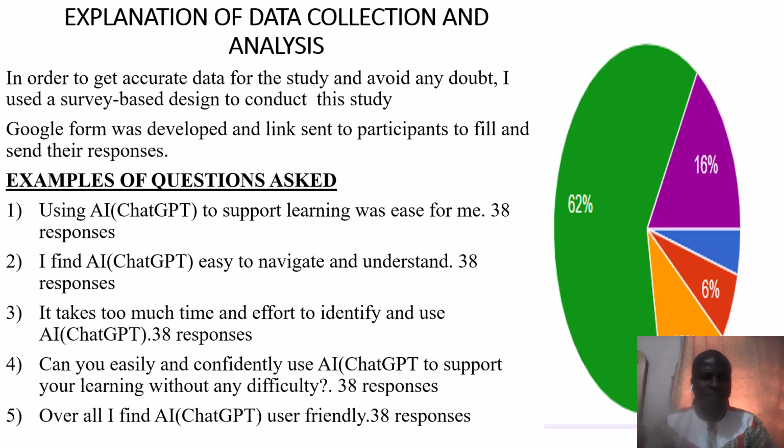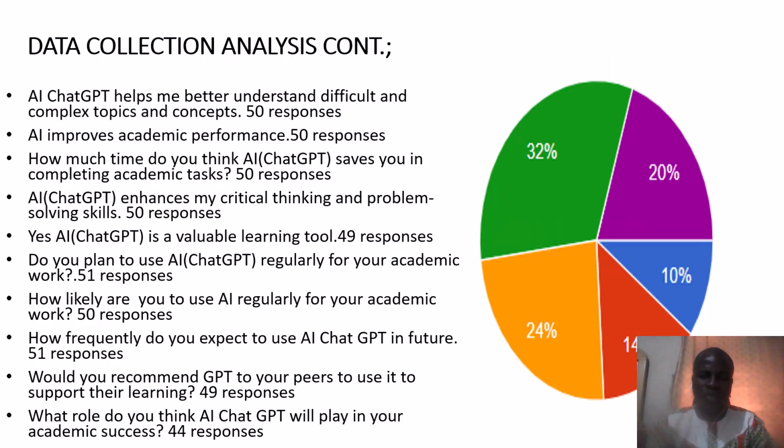questions that were asked. Using AI ChatGPT to support learning was easy for me. 38 responses were received. I find AI ChatGPT easy to navigate and understand. 38 responses. It takes too much time and effort to identify and use AI ChatGPT. 38 responses. Can you easily and confidently use AI ChatGPT to support your learning without any difficulty? That one also, 38 responses were received. Overall, I find AI ChatGPT user-friendly. 38 responses.